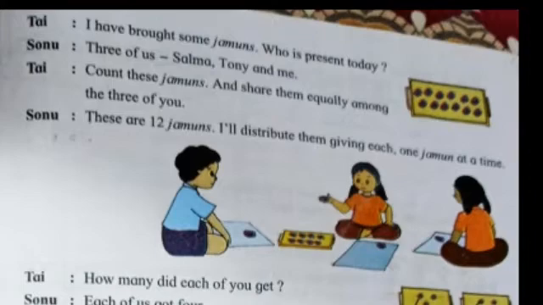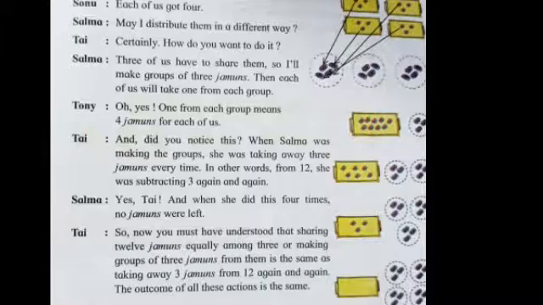Now Sonu: These are 12 jamuns. I will distribute them, giving each one jamun at a time. Now Sonu is telling that there are 12 jamuns and he will distribute them, giving each one jamun at a time. Tai: How many did each of you get? Sonu: Each of us got 4. Each of us means there are 3 children and they each got 4 jamuns.